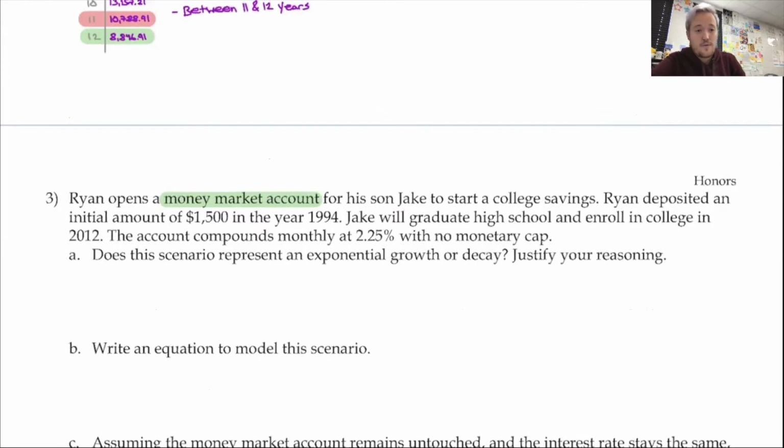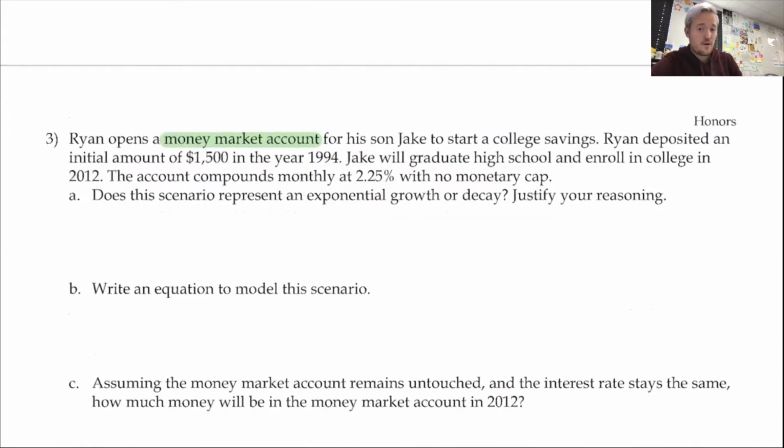All right, so Ryan opens up a money market account for his son Jake to start a college savings. Ryan deposited an initial amount of $1,500 in the year 1994. Jake graduates high school and enrolls in college in 2012. The account compounds monthly at 2.25% with no monetary cap.